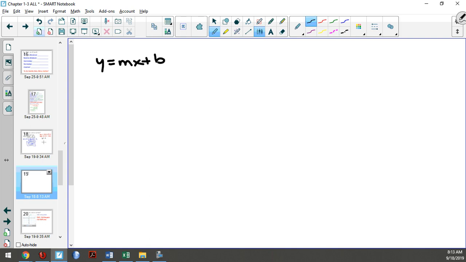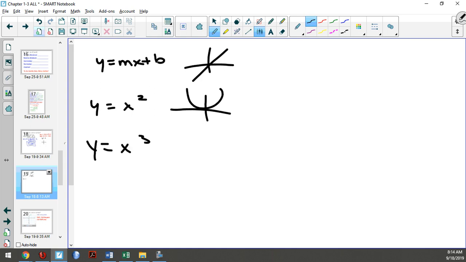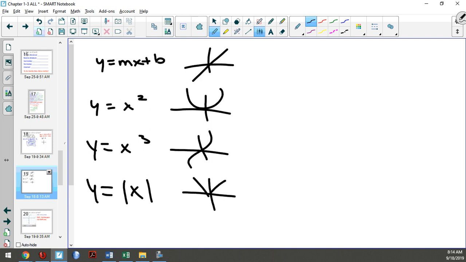Oh, I drew backwards. That's your line. Y equals x squared, that's your u. Y equals x cubed, that's your spaghetti. Y equals absolute value of x, that's the v. Y is equal to the square root of x, that's the one-armed bandit. Do you remember those? You have got to commit those to memory. We talked about that yesterday. I made you guys write them all down.